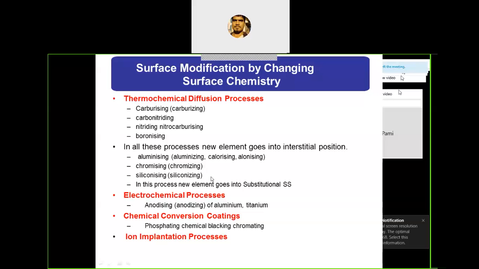And the rest are aluminizing, chromizing, meaning increasing the chromium, aluminum, silicon percentage. And electrochemical process, chemical conversion coating, and ion implantation process. So these are some processes which we use to change the surface chemistry. Clear? So these are some examples.